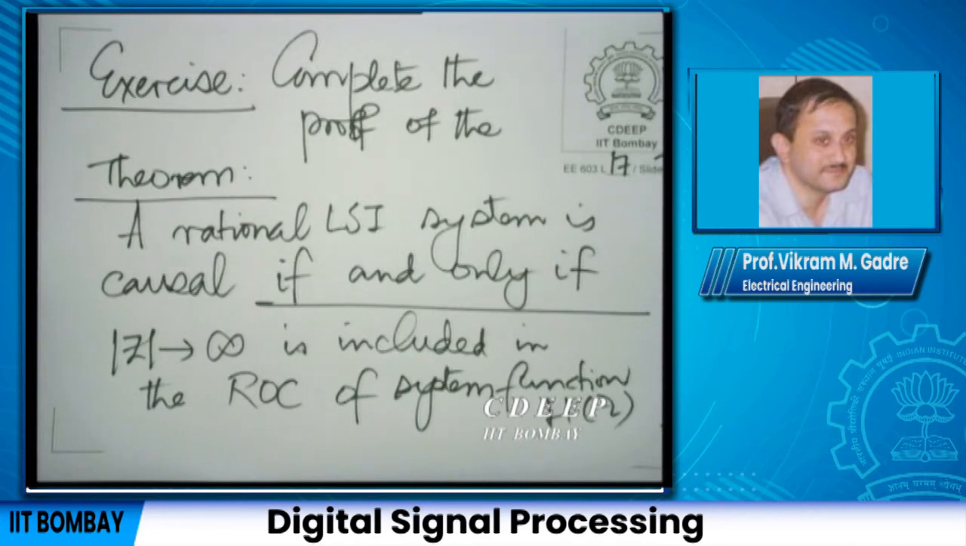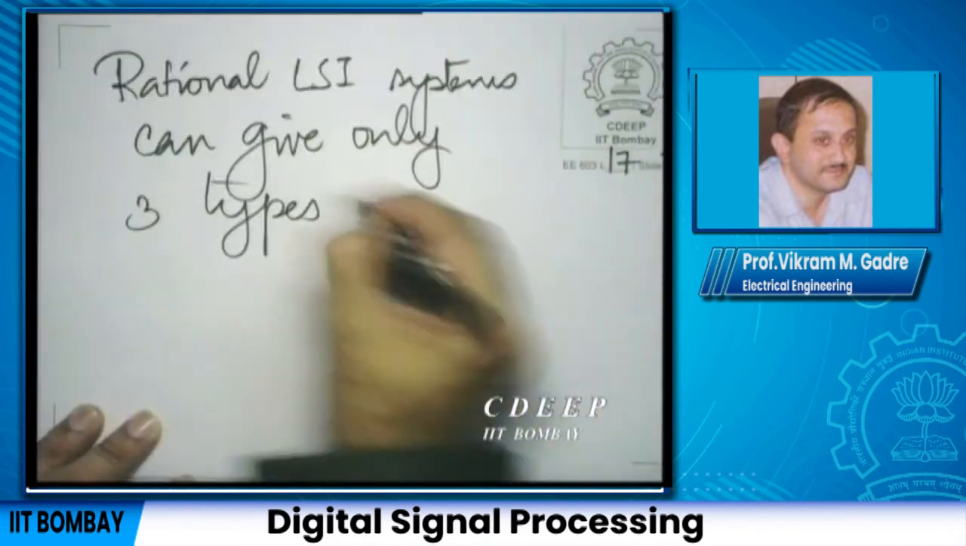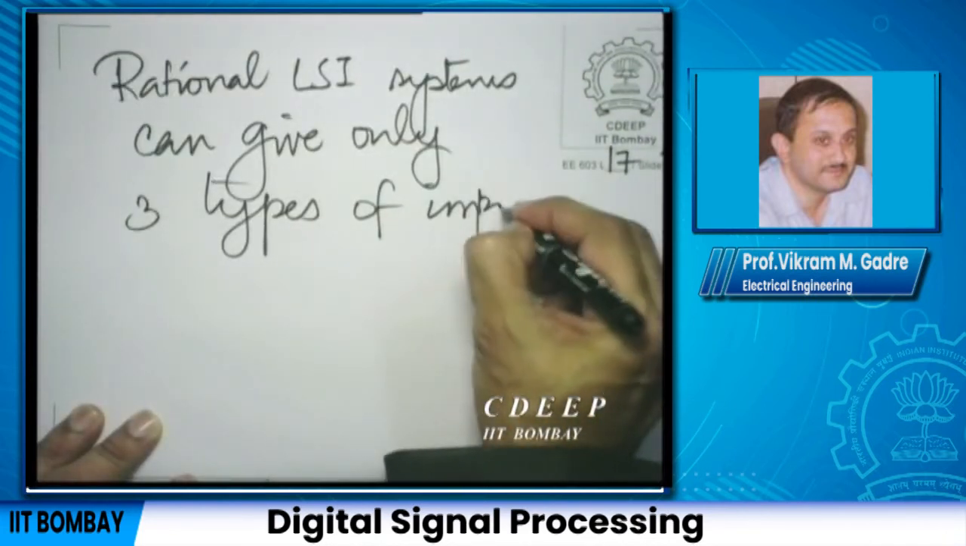This is the system function of that LSI system, of course. Now, we ask the question in the context of stability. For stability, if you have rational systems, we have seen immediately what kind of impulse response to expect. In fact, in some sense, rational systems have now become very predictable to us. There are only three types of terms that can come out of rational systems. Impulse response terms.